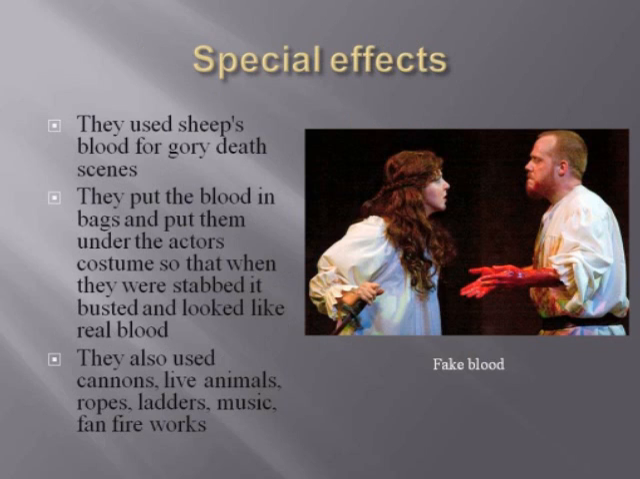Special effects. They used sheep's blood for gory death scenes. They put the blood in bags and put them under the actors' costumes so that when they were stabbed it burst and looked like real blood. They also used cannons, live animals, ropes, ladders, music, and fireworks. In the picture on the right is someone who has been stabbed and the blood is pouring down their costume.